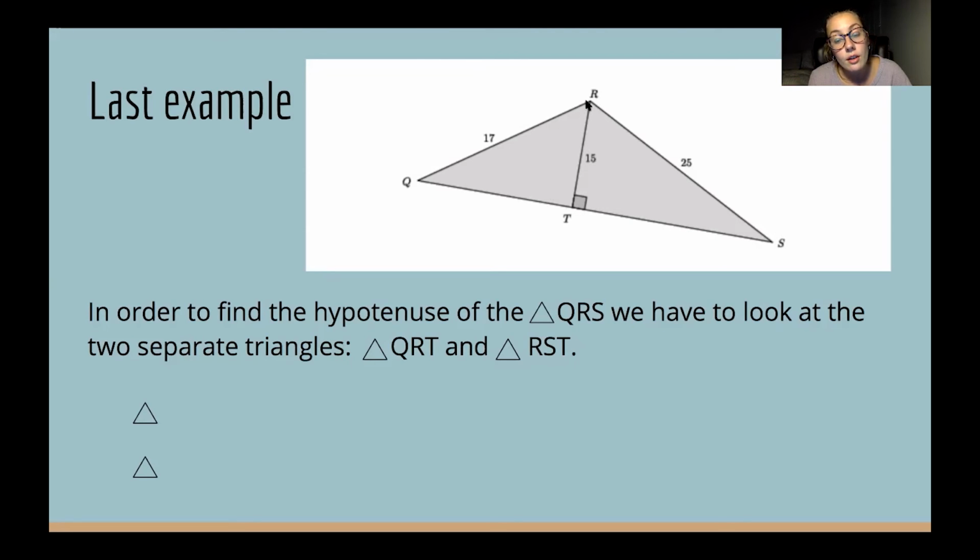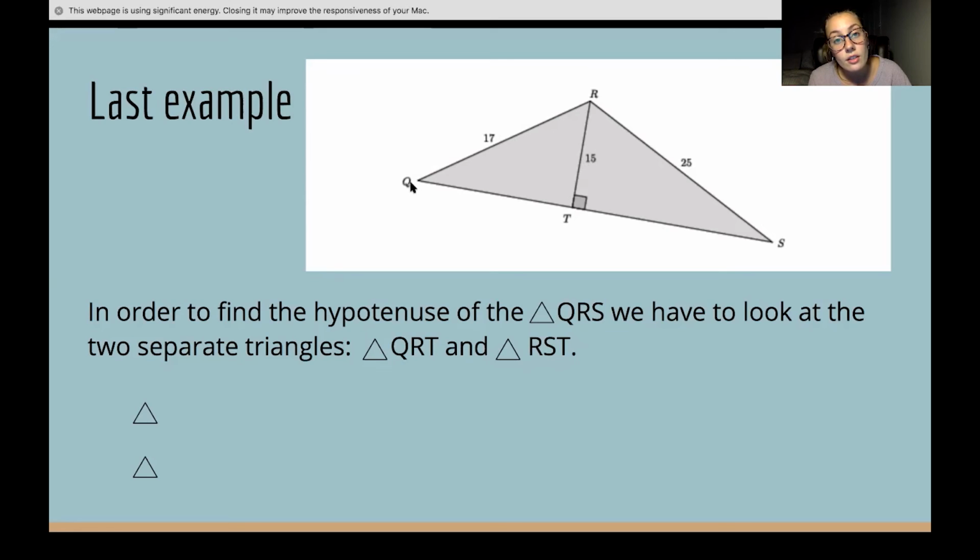So if we use these two numbers, 15 and 25, then we can find this leg. And if we use 17 and 15, then we can find this leg. So we will find QT and TS and add them together to get our QS for the entire side. So let's get started.